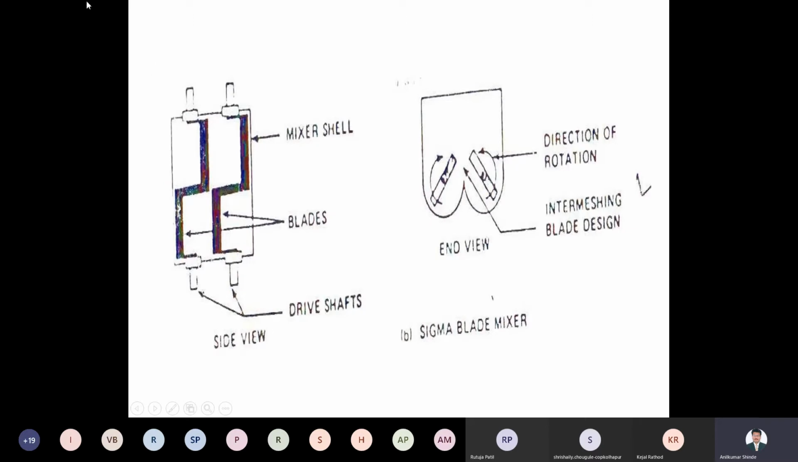The bowl can attach with these blades, right? This is the same as sigma, or S-like, or sigma-like. Outside there is a mixer shell, and these are the different blades, and these are the different drives. With that drive you can attach the motor, and it can rotate in the opposite direction.